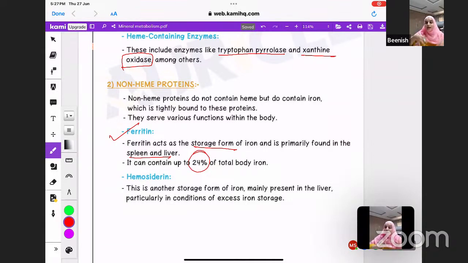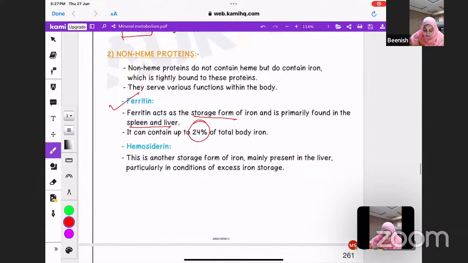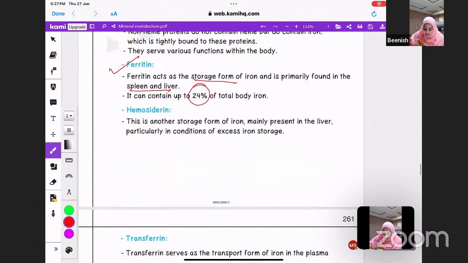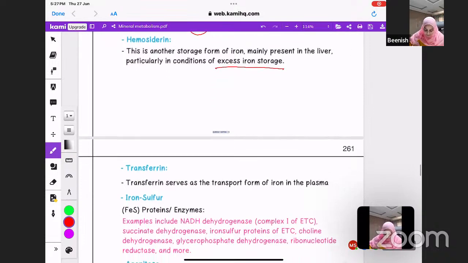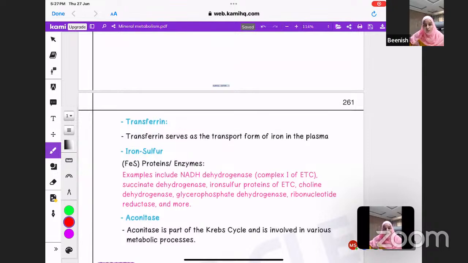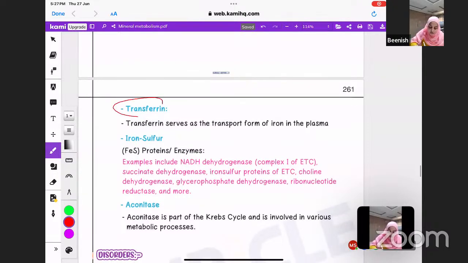Free iron is very toxic, so it is always handled along with proteins. Whether you are transferring it or storing it, it is always done in combination with proteins. Your hemosiderin is another storage form of iron, mainly present in the liver, particularly in conditions of excess iron storage. Now, the transferrin serves as the transport form of iron. So your transferrin is the protein involved in transportation of iron. It has two high affinity binding sites for Fe3 plus.